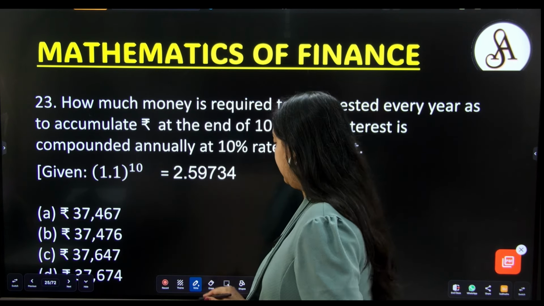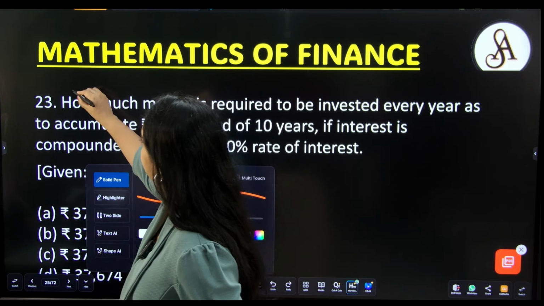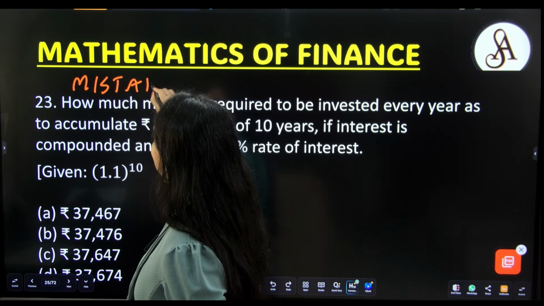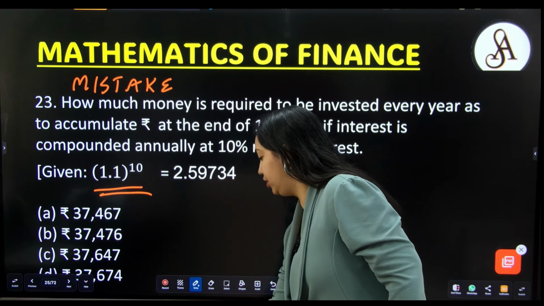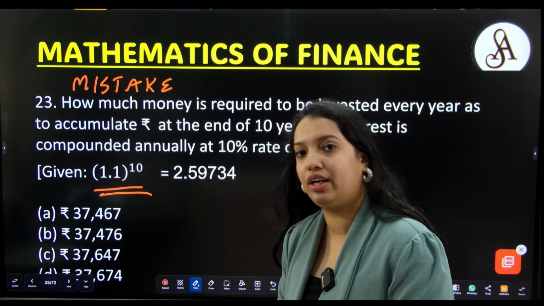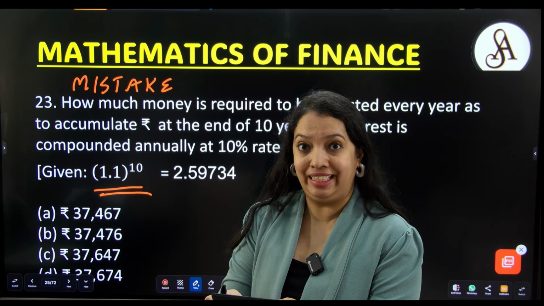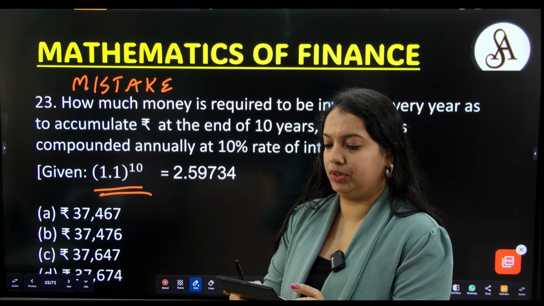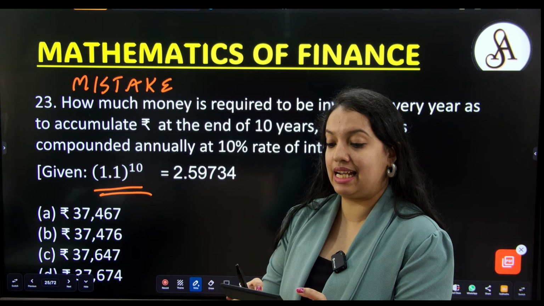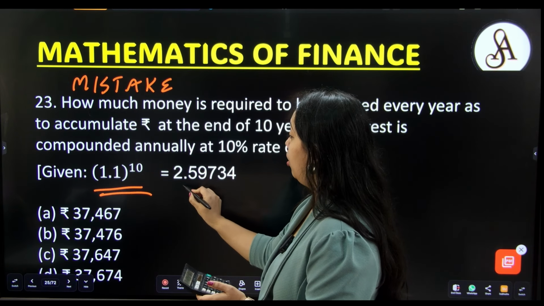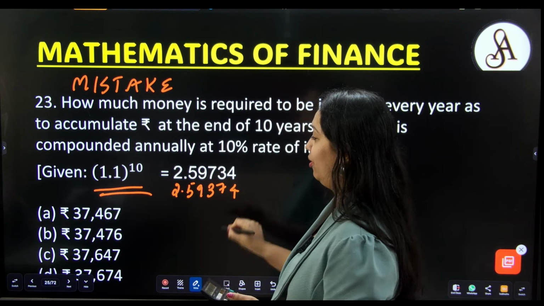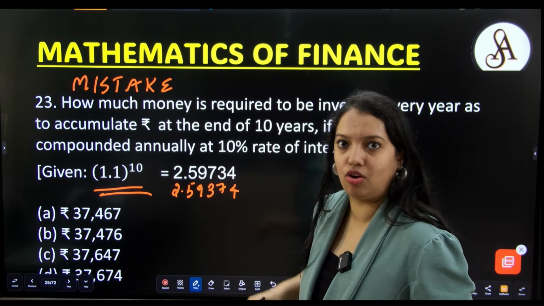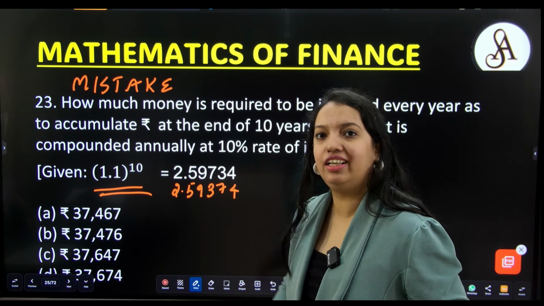23rd question, I personally feel there is some mistake in the question. What is that mistake? It is here. Take your calculator. In the question, they have given the clue, 1.1 power 10. You try it on your calculator: 1.1 into equal to button for 9 times. 1, 2, 3, 4, 5, 6, 7, 8, 9. I am getting the value as 2.59374. But in the question, they have printed it wrongly. If you take this wrong one, you will not get the correct answer.